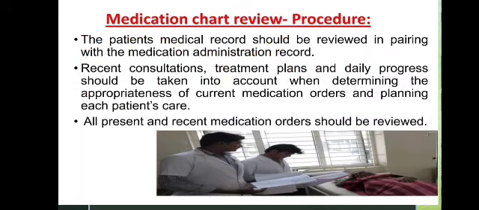Medication chart review procedure. The patient's medical records should be reviewed in pairing with the medication administration record. Recent consultations, treatment plans and daily progress should be taken into account when determining the appropriateness of current medication orders and planning each patient's care.